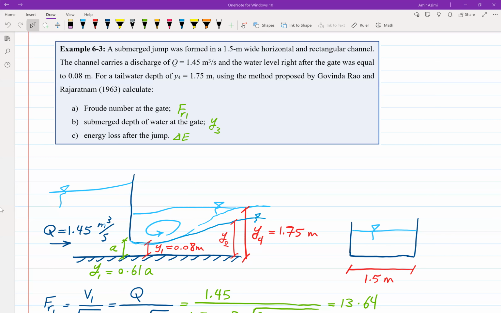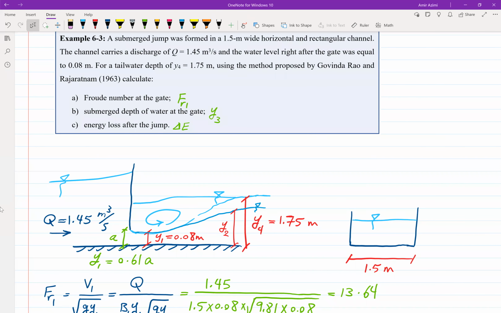The second part of the question is to calculate the submerged depth of water at the gate. So it is basically looking for Y3, which is here. We have Y1, the conjugate depth in free flow condition Y2, the tailwater level Y4, and the water level right at the gate when it's submerged, Y3.